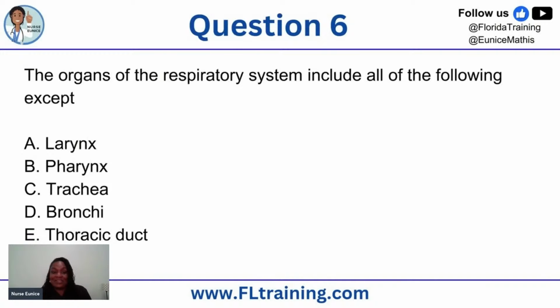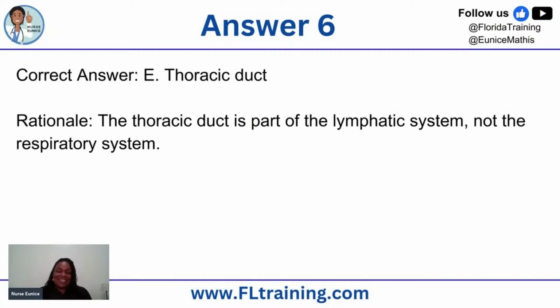Question 6. The organs of the respiratory system include all of the following except the larynx, the pharynx, trachea, bronchi, or thoracic duct, which is not a part of the respiratory system. Ooh, I got you thinking with this one. All right, I'll give you about 10 seconds for this one. Didn't need to, because Nagasa and Leone were on it. Yes, it is E. So there is a thoracic duct. However, it's part of the lymphatic system, not part of the respiratory system.